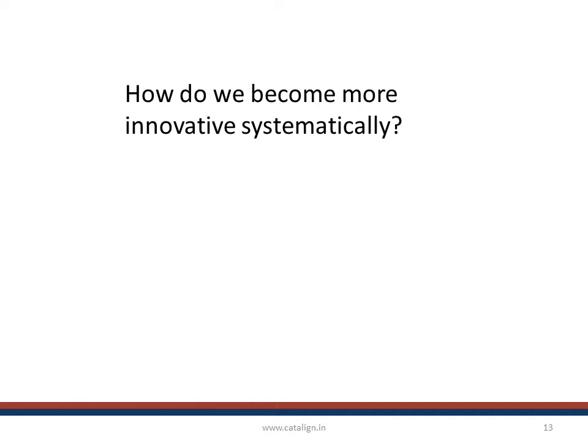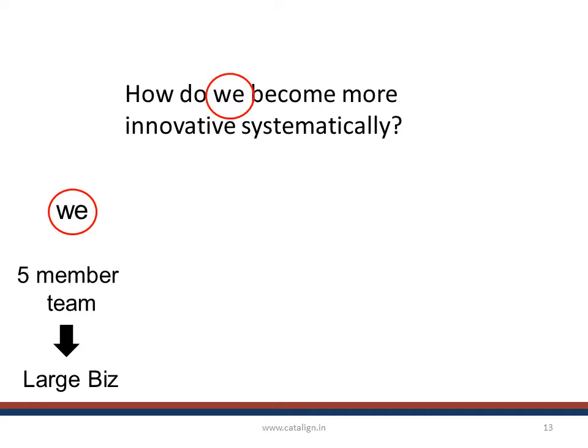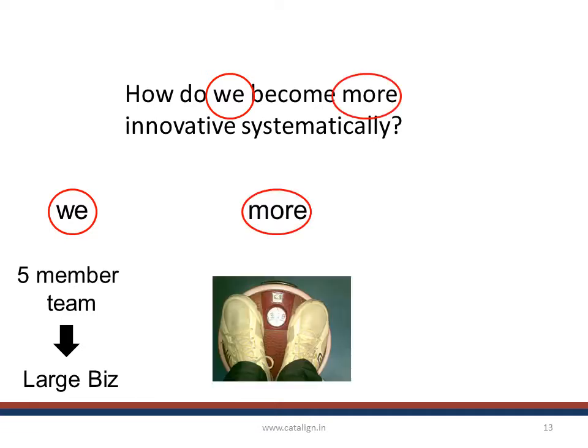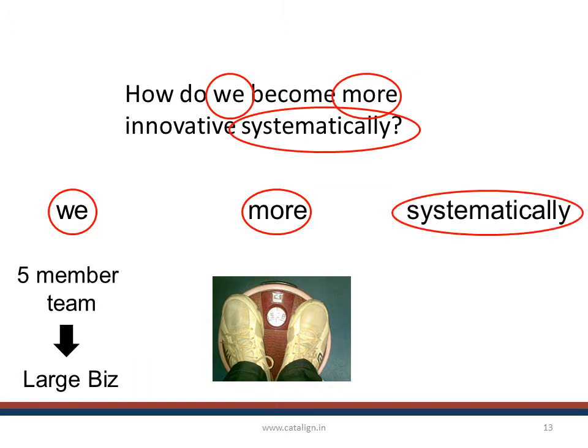So how do we become more innovative systematically? There are three important parts. We emphasize teams, which is either a small team like a 5-member team or a large business. The second is "more", which implies that we need to have some ways of measuring the progress. And third is "systematically", which means there are some steps, like 8 steps.